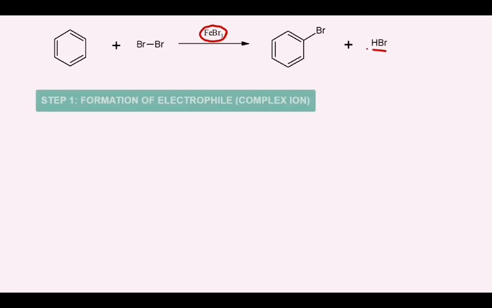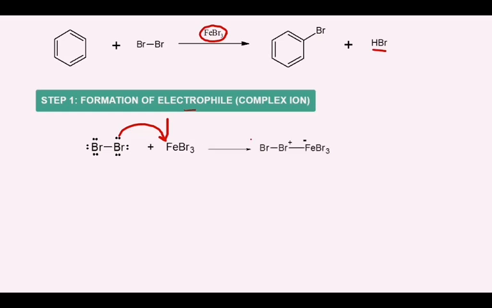Now we will start with the first step, formation of the electrophile. In this reaction, the electrophile involved is the complex ion. Let's look at how the complex ion is formed. First, our halogen, the bromine molecule, will react with the Lewis acid FeBr3. So look at the arrow. The lone pair from bromine will attack the Fe of FeBr3. So we will get this complex ion.